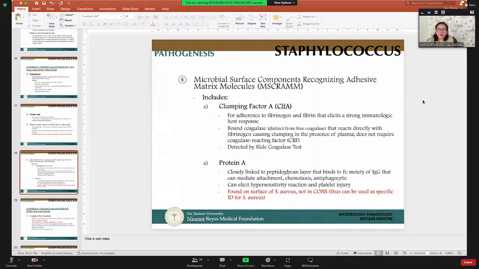Now, protein A is found on the surface of Staph aureus only. So it is used to identify Staphylococcus, the protein.